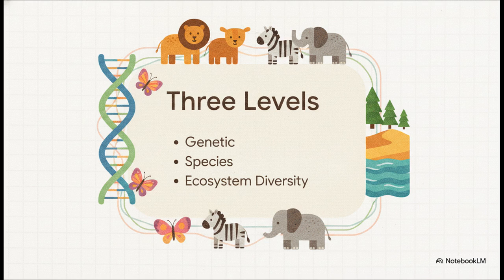Then we zoom out one step to number 2, species diversity. This is what you probably think of first, right? The sheer presence of many completely different species living together. Think lions, zebras, and elephants all sharing the same landscape. Finally, we zoom all the way out to number 3, ecosystem diversity. This encompasses the massive environments themselves, the sprawling forests, the harsh deserts, the towering mountains, and the deep oceans. So from the tiny gene to the giant ocean, it's all perfectly connected.